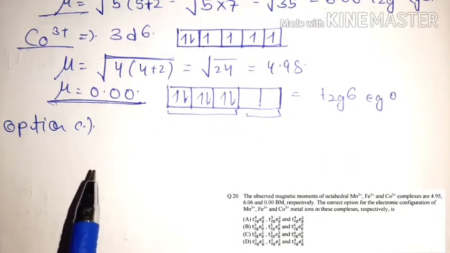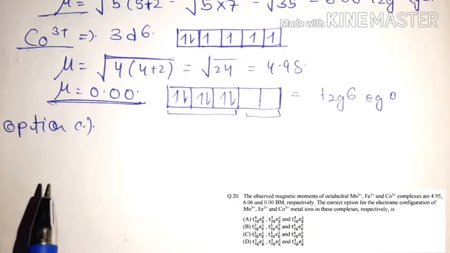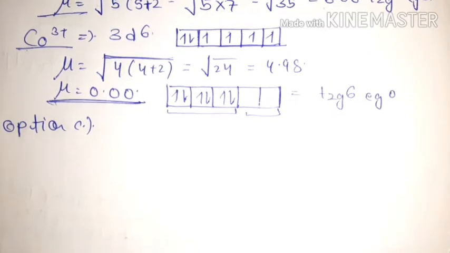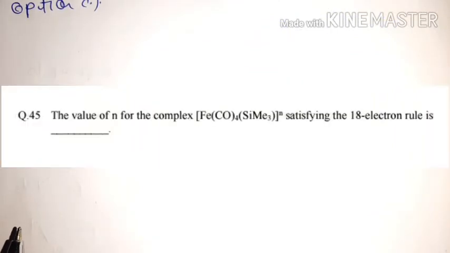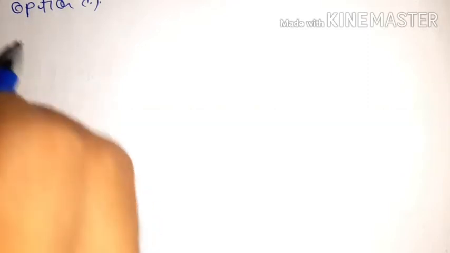Okay, so I hope you understand it. See, okay, now we move towards our next question. It says: the value of n for the complex [Fe(CO)4(SiMe3)]^n satisfying the 18 electron rule is. Okay, so here you must find the value of n, and we have a complex which satisfies the 18 electron rule. Now let's do the solution of this question.